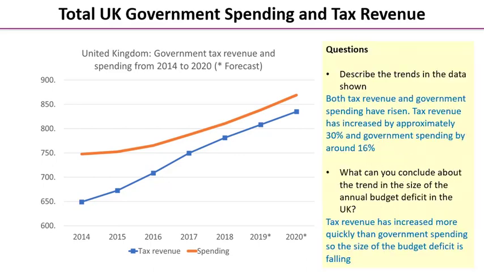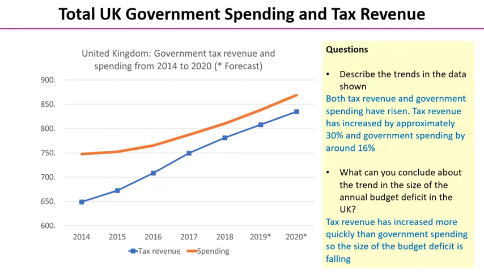Here goes. So, looking at the trends in the data, hopefully you spotted that both tax revenue and government spending rose over the period shown. Now, the next little bit of my answer is a really useful thing to do when you are handling data and tackling data style questions in an exam. We have actually decided to do some calculations. It just helps us to give a sense of the scale and the changes. So tax revenue has risen by about 30% and government spending by around 16%.